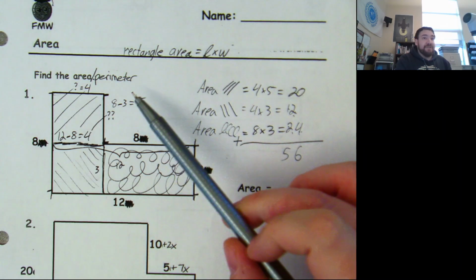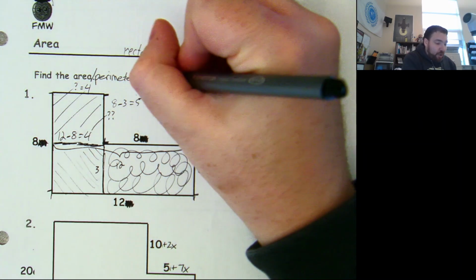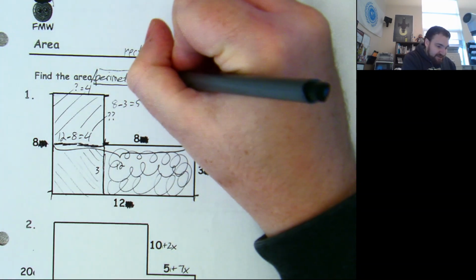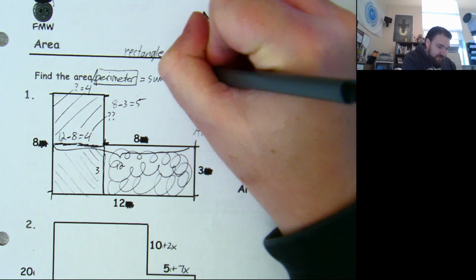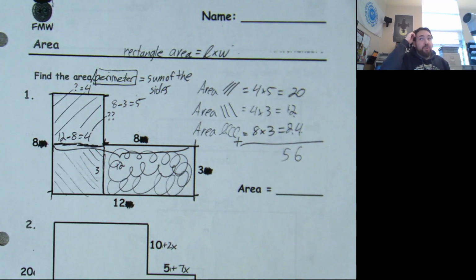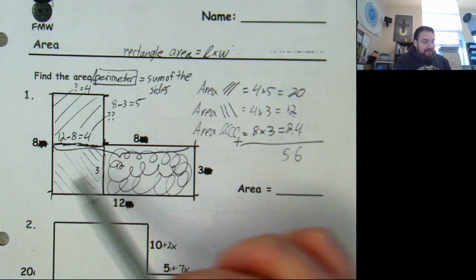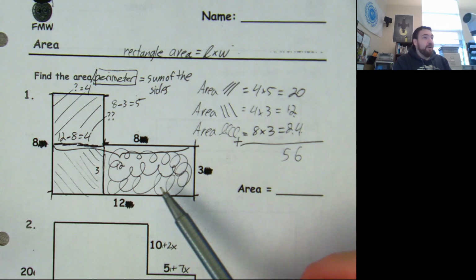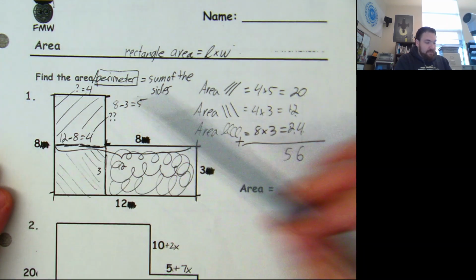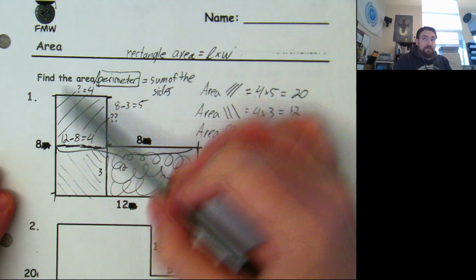Perimeter, you've already done, but I'll talk about it here. Perimeter, again, always is just the sum of the sides. So I'm not going to do the perimeter example on this one. We have all the side lengths, and you guys have done this before. You just add them up. 8, 4, 5, 8, 3, 12. Add up the outside, and you're done.